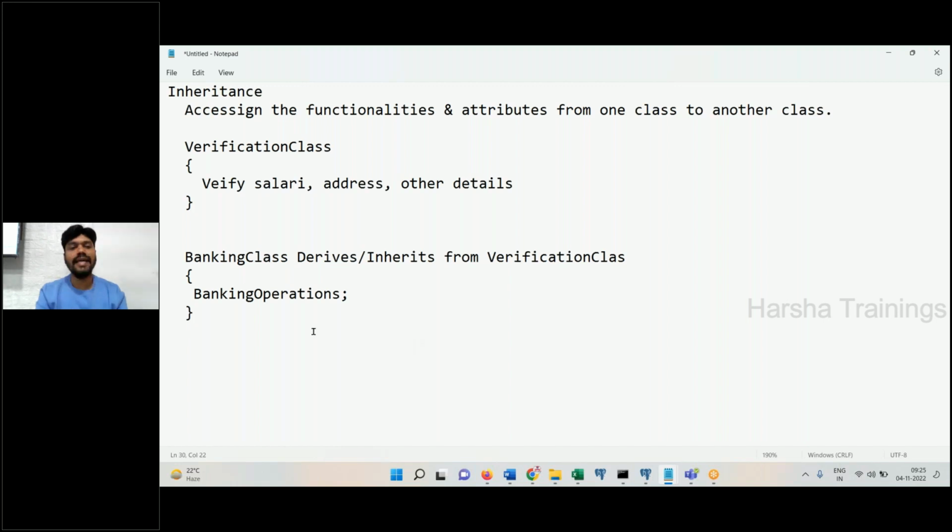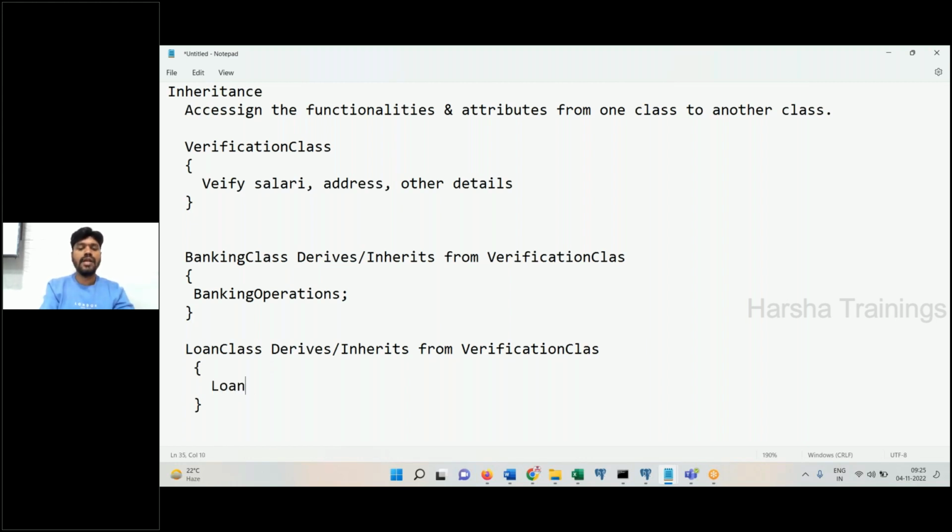If you design like this, I have another class. What is that? Loan class, right? Loan class also derives from verification, yes or no? For loan also, what is the parent class? Verification only, correct? So verification class is going to be the parent of the banking class and of this loan class, which processes loan operations. Similarly, if you create an insurance class, the parent class is also the verification class.